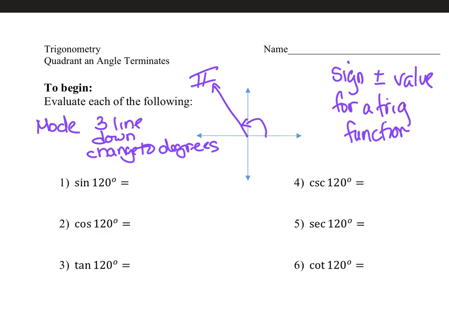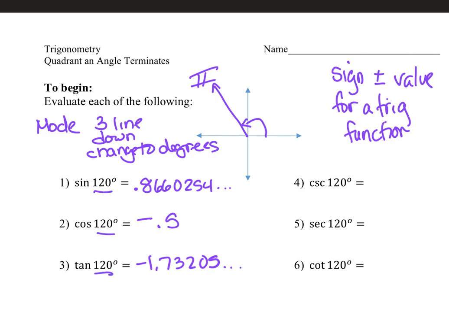All right, so sine of 120 degrees, if you plug that in, is positive 0.866025, whatever. Cosine is negative 0.5, and tangent is negative 1.732, whatever. It's some irrational number. So for those three trig ratios at 120 degrees, sine is positive, cosine is negative, and tangent is negative.